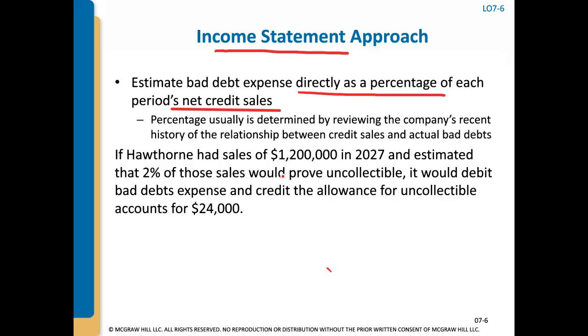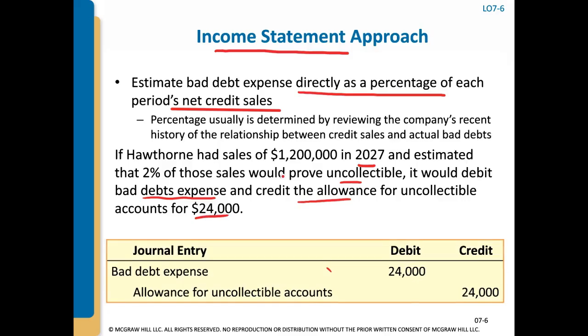So if Hawthorne had sales of $1.2 million in 2027 and estimated that 2% of those sales would prove uncollectible, it would debit bad debt expense and credit the allowance for uncollectible accounts for 24,000, just like in this entry. So in this situation, they look at their sales and determine what percent will be uncollectible as an estimate, versus looking at their balance sheet and determining how much they think will be collectible based on the gross accounts receivable.